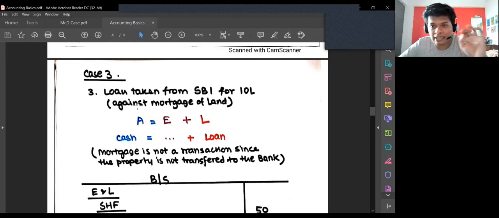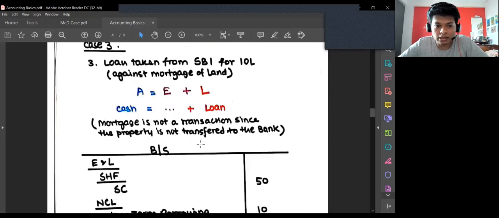So I just added this part. I hope this did not confuse you guys, but I'm just showing you some transactions which do not have any impact on the accounting. So I'll take the accounting impact of the loan from SBI only.